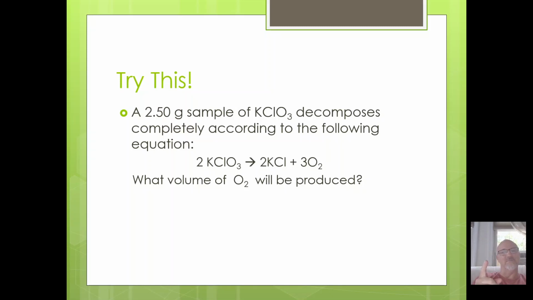Pay attention. I turn the tables a little bit on you. What volume of O2 at STP would be produced? So that means your third step, you're not going to be using molar mass. You're going to be using 22.4 liters because we're asking you for liters. But again, take your pencil out and your paper, grab your calculator, your periodic chart, and pause the video.